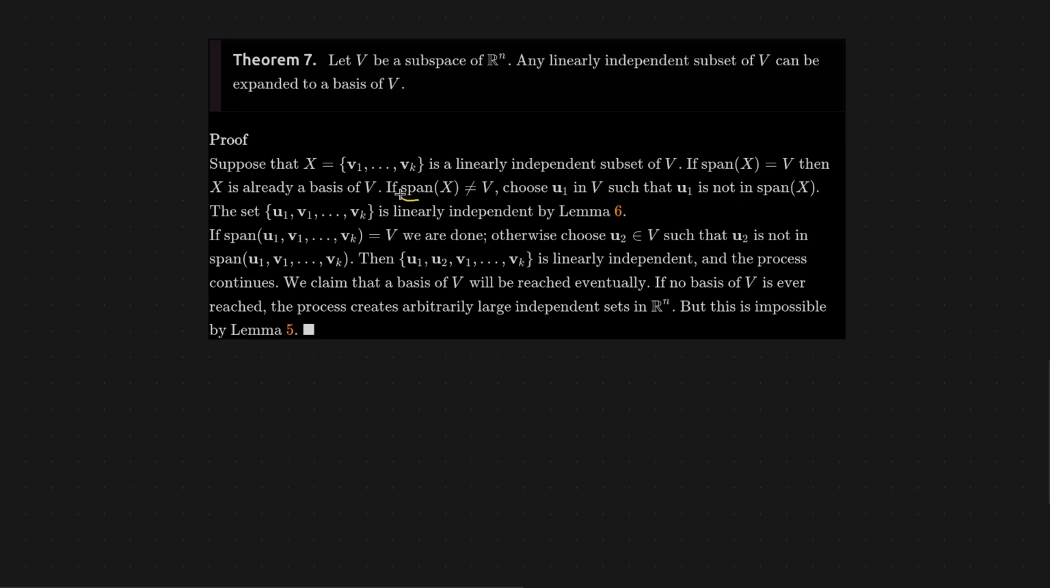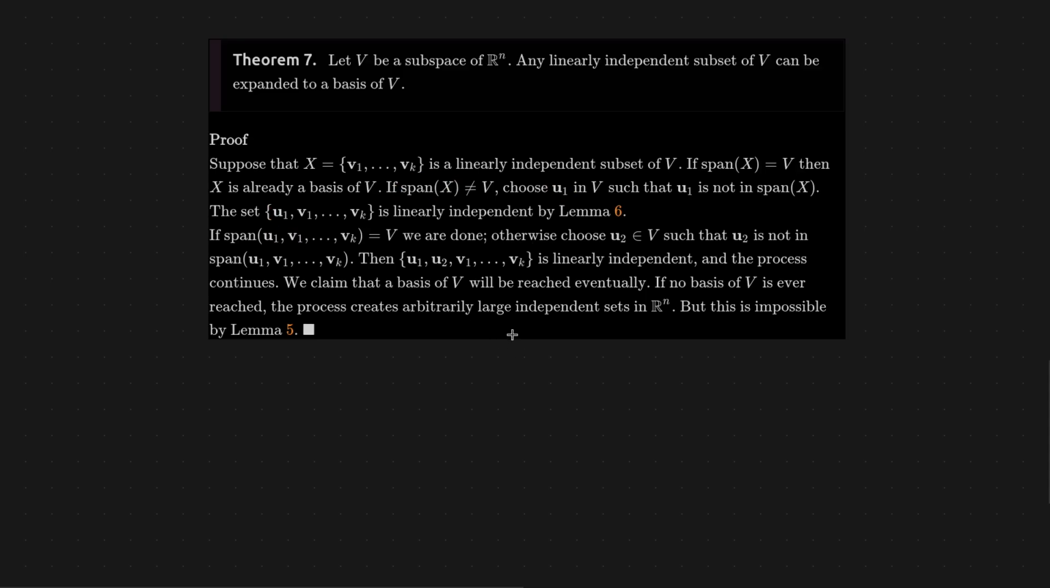So instead, suppose that the set of vectors we pick don't span the vector space V. Which means there are vectors in V that are not in the span of X. So choose one of them. Choose a vector in V that is not in the span of my original choice of vectors. Okay? And now add that to the set of vectors. So I have my original set of vectors. Throw in u_1, the vector I just chose that wasn't in the span.